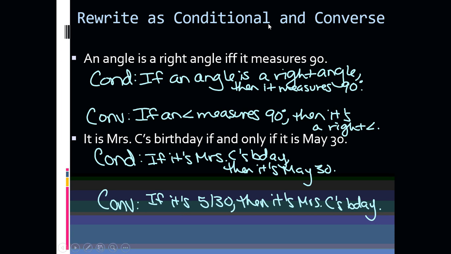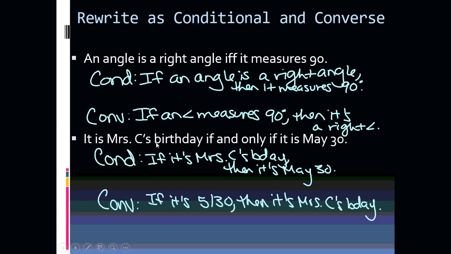Now rewrite as conditional and converse. An angle is a right angle if and only if it measures 90 degrees. This is a biconditional. We're going to break it into the conditional and converse, because when you add the conditional and converse together, that's called a biconditional. IFF means if and only if. So the conditional for this will be: if an angle is a right angle, then it measures 90 degrees. The converse will be: if an angle measures 90 degrees, then it is a right angle. So basically you write this, then you flip it, and that gives the two parts. So please copy this down.